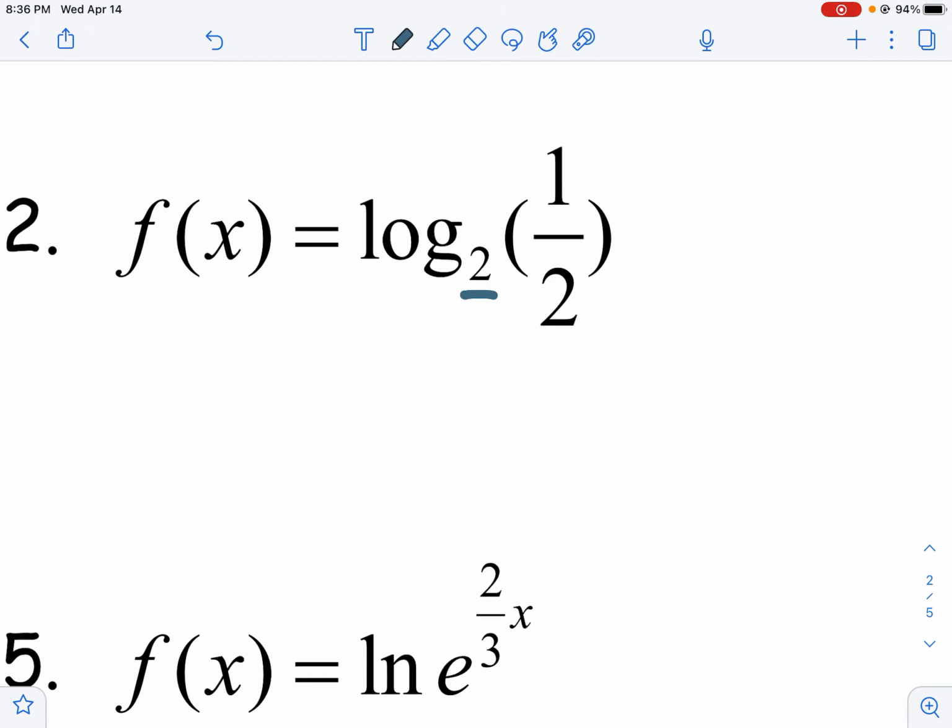Number 12, we're saying how can we make 2 become 1/2 by raising it to a power, right? 2 raised to what power gives us out 1/2? In this case, -1.